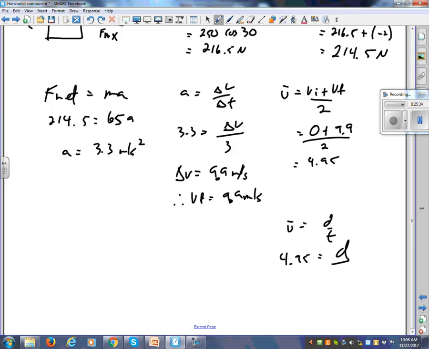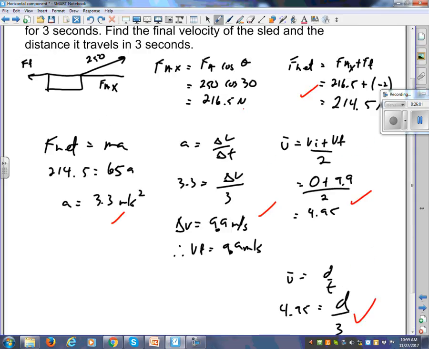4.95. What was my time? 3 seconds. 14.85 meters. Well, let's see. 1, 2, 3, 4, 5, 6. Should we have one for the diagram? Maybe 7. Could you do it without the diagram? Yeah, you could. The diagram's not crucial. Yeah, maybe only 6.